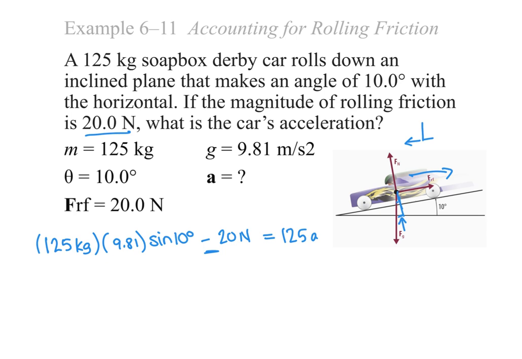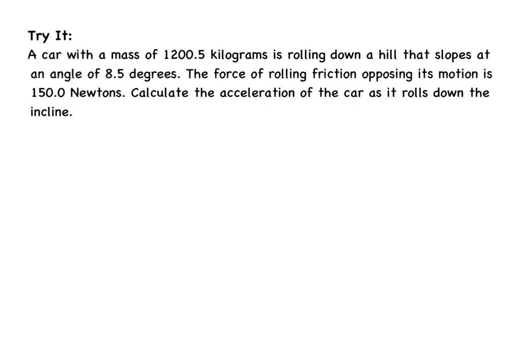54, it was 3 significant digits. So you should get 1.54 meters per second squared. That is my acceleration given the mass that I have and the rolling friction on that vehicle.